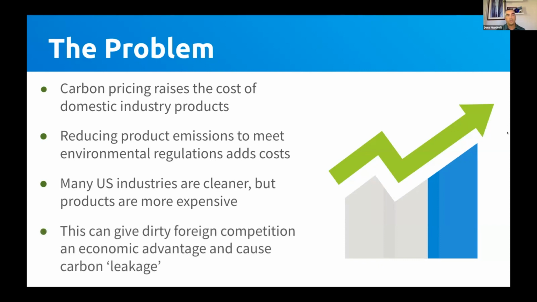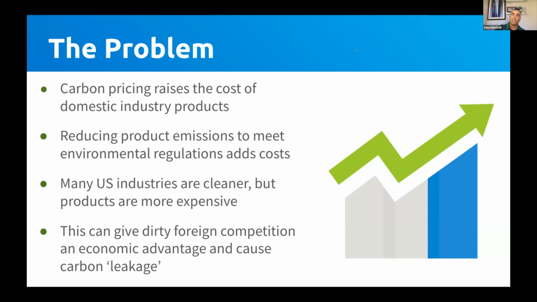And so as a result, those dirtier, higher carbon foreign competitors often have an economic advantage because their stuff is cheaper. And so people tend to buy it more frequently. And so that puts our domestic industries at a disadvantage.